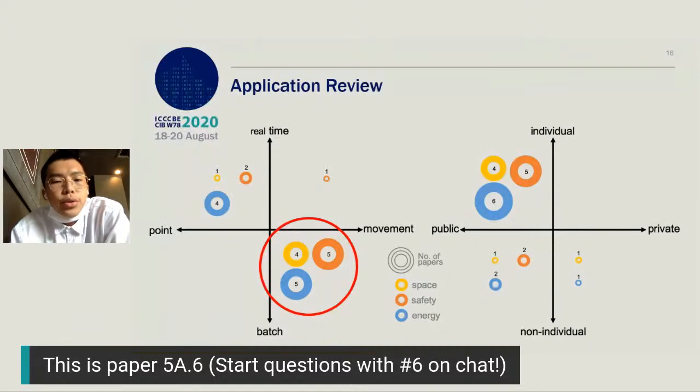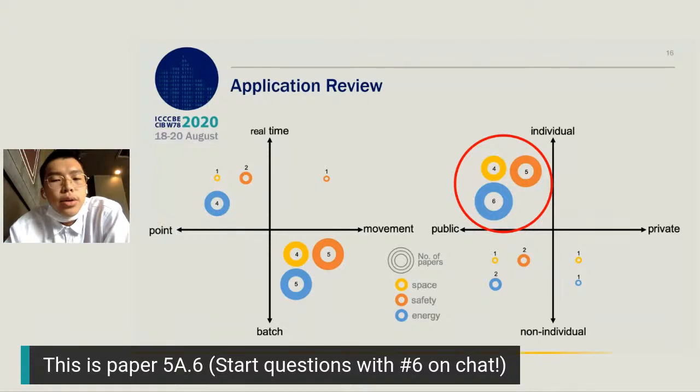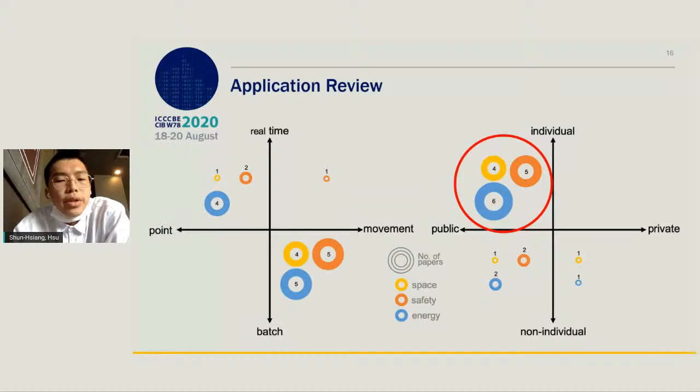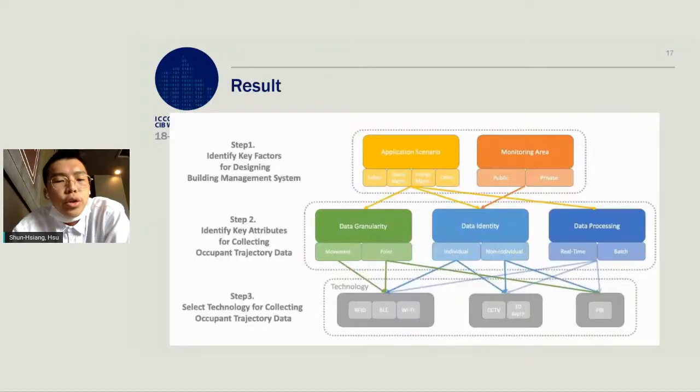In the right figure, its two axes are monitoring area and privacy. These two are considered highly correlated because of the access to personal information. The overlap indicates that among all studies, individual information is only collected in public areas.